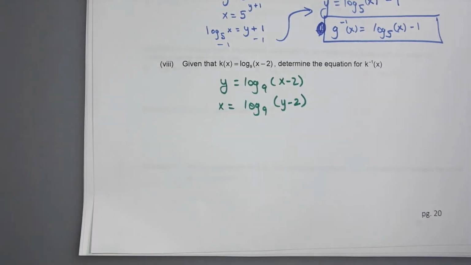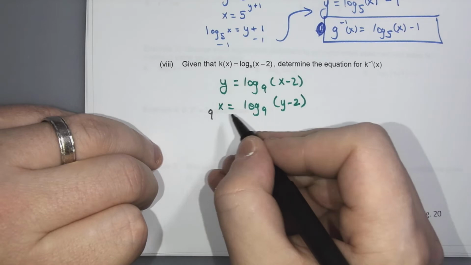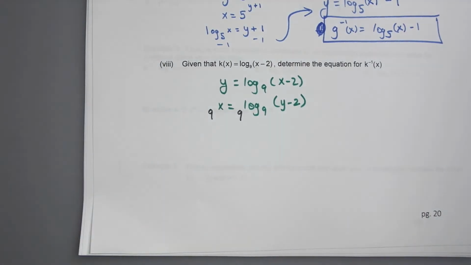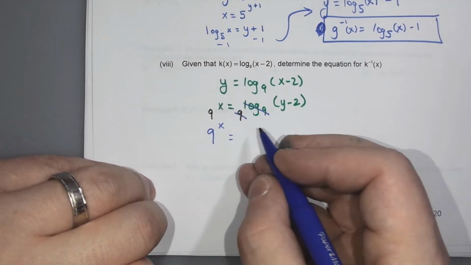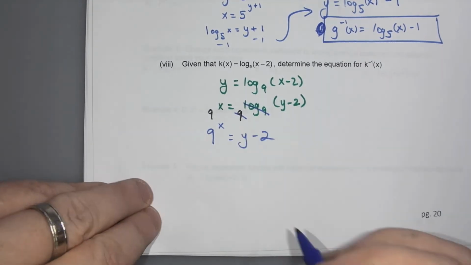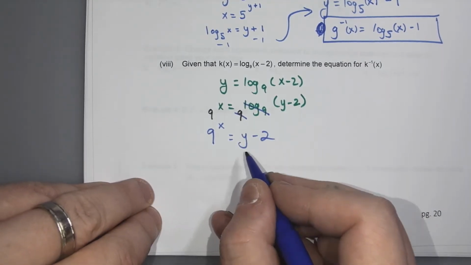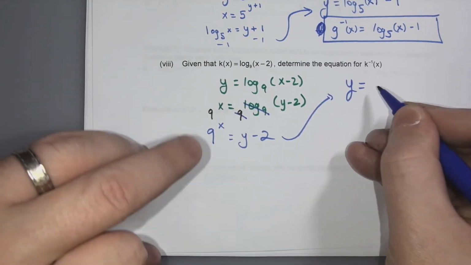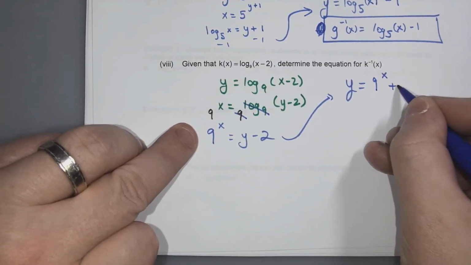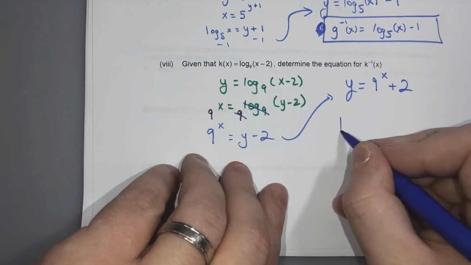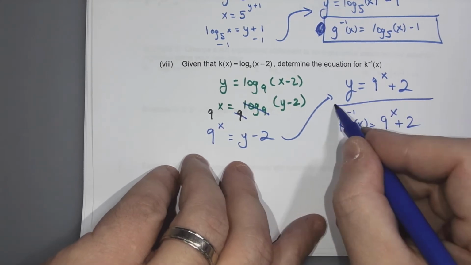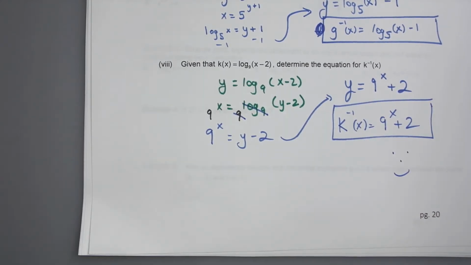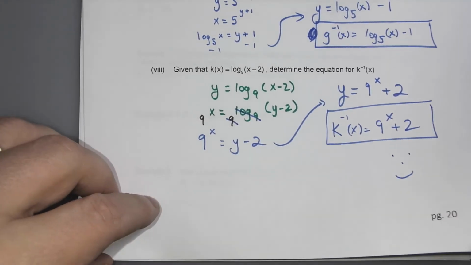Cancel the logarithm by raising 9 to that power on both sides, which would yield, I'll put a different color because we're getting into a different part of it, 9 to the x equals y minus 2. Then add 2 to both sides. So y equals 9 to the x plus 2. Final answer, k inverse of x equals 9 to the x plus 2. Happy face.